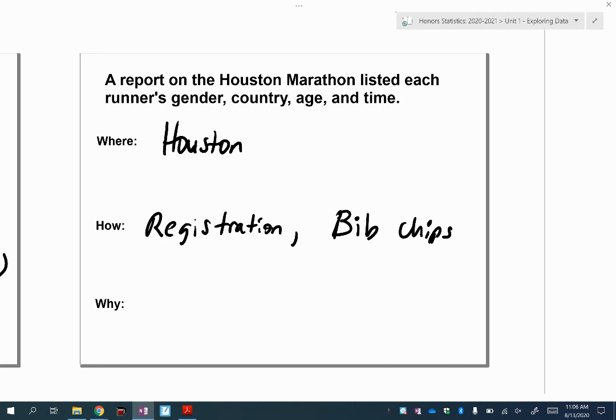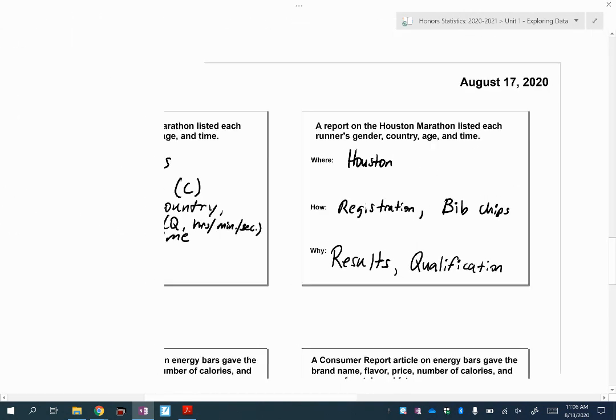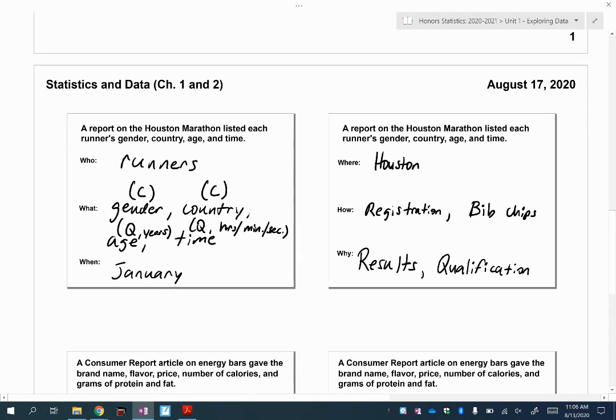All right, for the why. Now, there's probably many reasons you could list for why. You could just put for results, see what place you came in. But I'm going to put also for qualification, because the Houston Marathon, as far as I know, I haven't checked in a while, but many years ago, was one of the marathons you could use to qualify for the more prestigious marathons. So qualification.